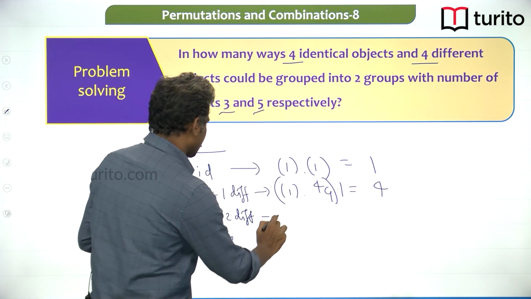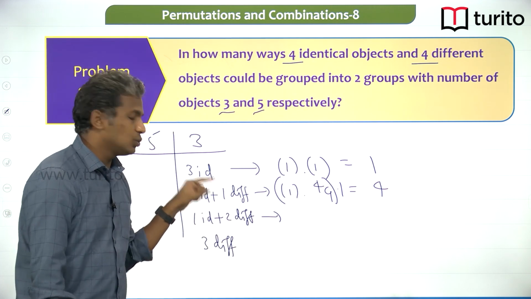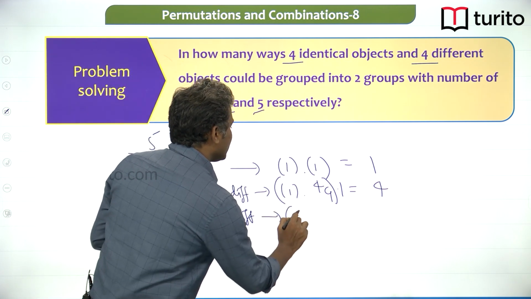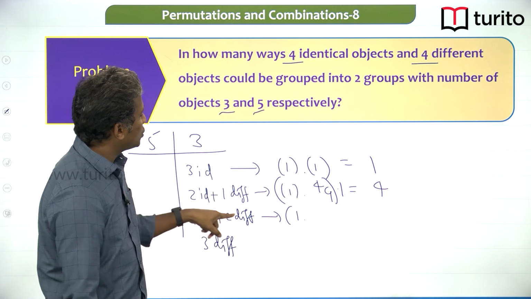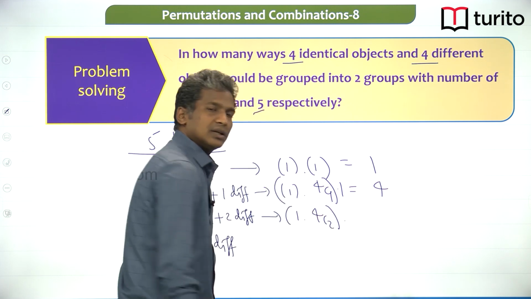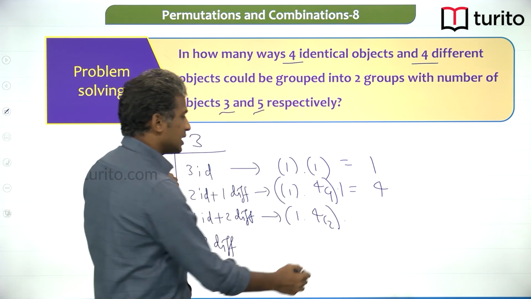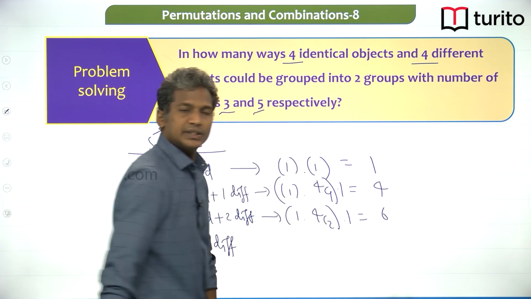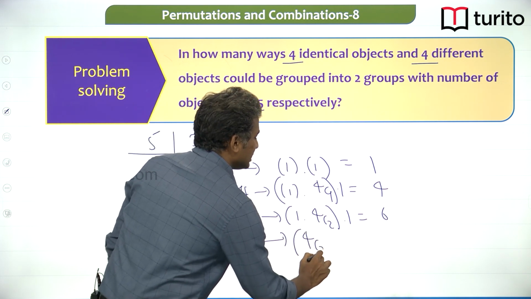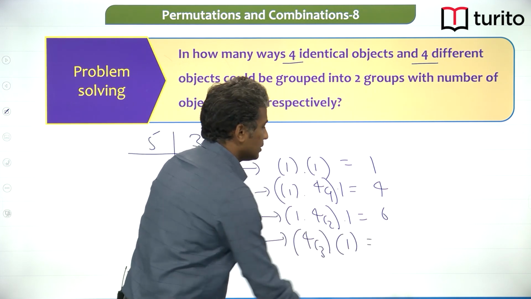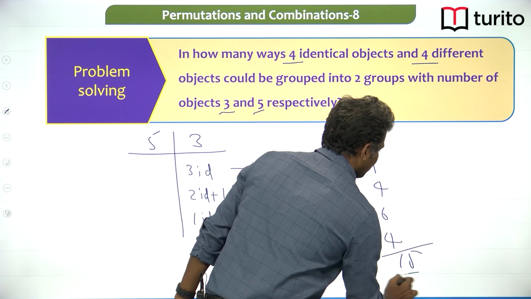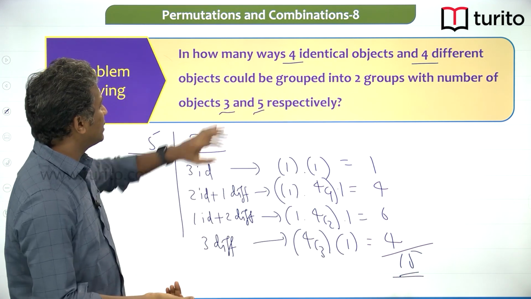Now, similarly the next case, 1 identical, 2 different. So, how do we do this? 1 identical can be selected in one way and 2 different can be selected from 4 different. In how many ways? 4C2 ways, and naturally the second group is getting formed in one way. So, this is going to be 6 ways. Okay. Now, further 3 different. So, this can be done in 4C3 ways. Now, automatically second group will be formed, and this is going to be 4. Now, what is the total here? It is going to be 15 here.